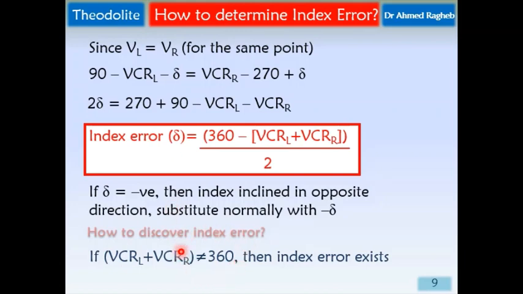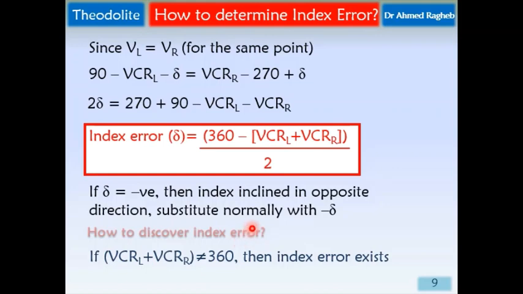If not, then add them up together, subtract from 360, divide by 2, and you'll end up with the index error. The index error itself could be a negative value. What does it mean if the index error became a negative value? It means that it's contradicting the assumption you made that the index is pointing downwards. So if you got a negative value, then the index is pointing upwards. But as I said, the usual case is when the index error is tilted downwards.